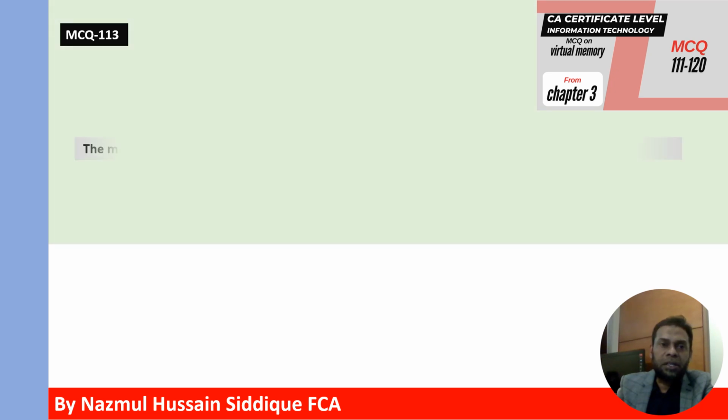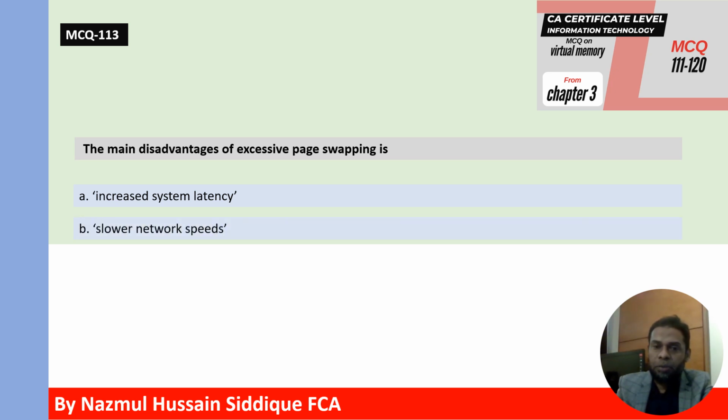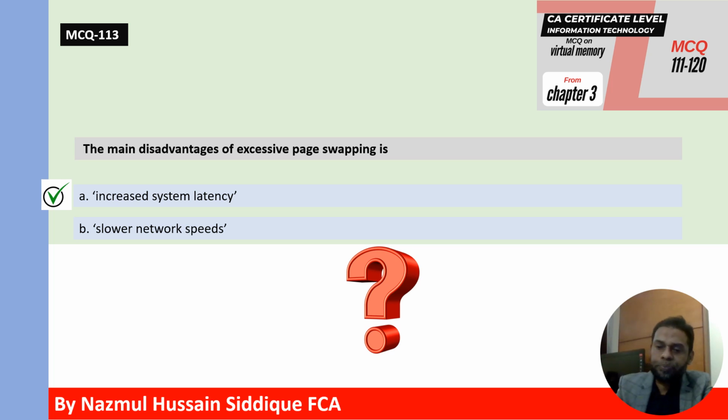Next question 113. The main disadvantage of excessive page swapping is option A, increased system latency, or option B, slower network speeds. Which one is the correct answer? The correct answer is option A. Increased system latency is the main disadvantage of excessive page swapping.